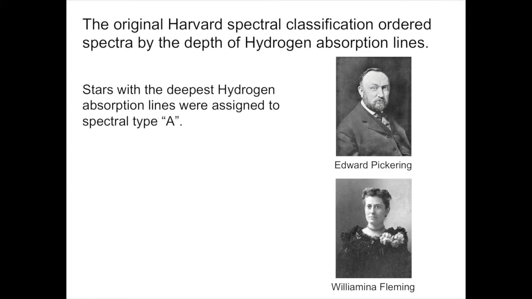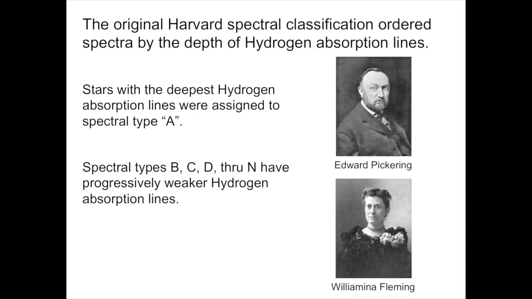The original Harvard spectral classification ordered spectra by the depth of the hydrogen absorption lines. Chemists recognized the wavelengths associated with hydrogen gas from laboratory experiments, and astronomers quickly realized that hydrogen was often a very characteristic absorption line that they could readily identify in the spectra of stars. What Pickering and his principal assistant, Williamina Fleming, did was to start by assigning stars which had the deepest, strongest hydrogen absorption lines to spectral type A. They then proceeded to go through the alphabet, B, C, D, all the way up through N, classifying stars by having progressively weaker hydrogen absorption lines.